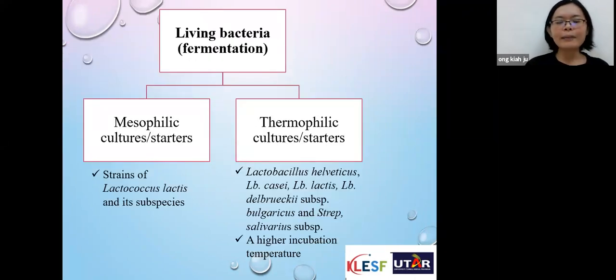Okay, just now I did mention that in order for you to acidify the milk, you can either use acid or living bacteria. If you are using living bacteria, the bacteria will undergo a process known as fermentation. Normally, in the process of cheese making, we choose either mesophilic cultures or starters, or thermophilic cultures or starters. Mesophilic cultures or starters consist of strains of Lactococcus lactis and its subspecies.